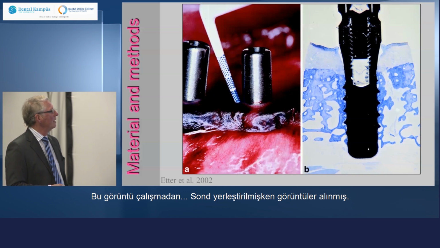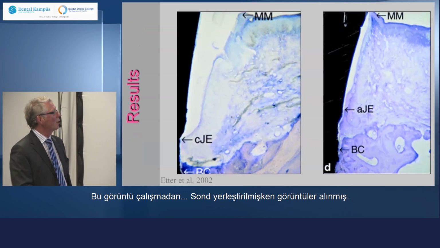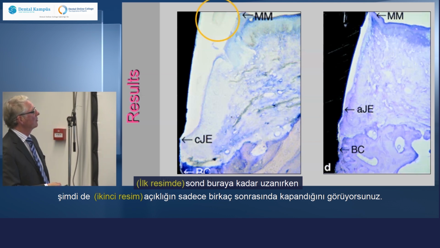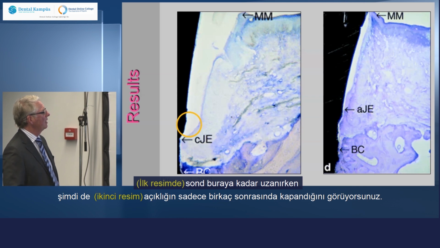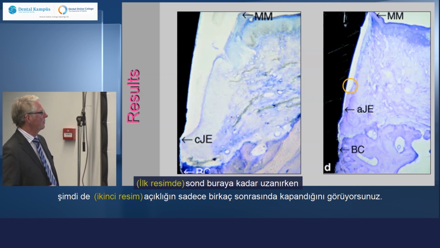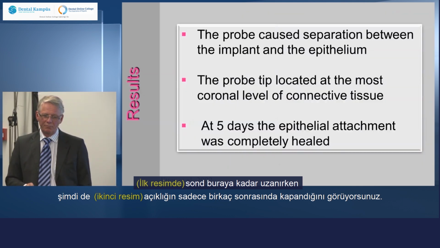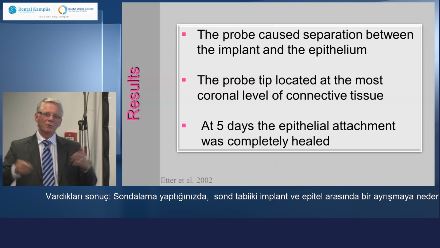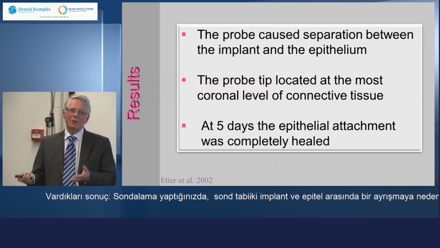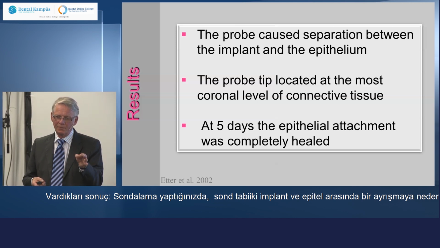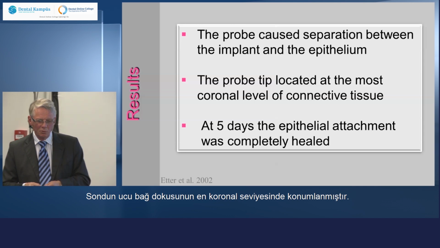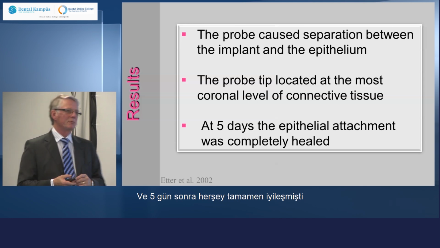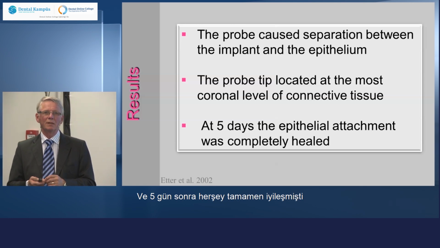This is from the study, taken pictures from the study with the probe in place. And this is now where you can see the probe has been here, and now it is closing up like this after only a few days. So what they concluded is that the probe, of course, causes a separation between the implant and the epithelium. This is when you probe. They found that the probe tip was located at the most coronal level of the connective tissue, and already after 5 days, this was completely healed.